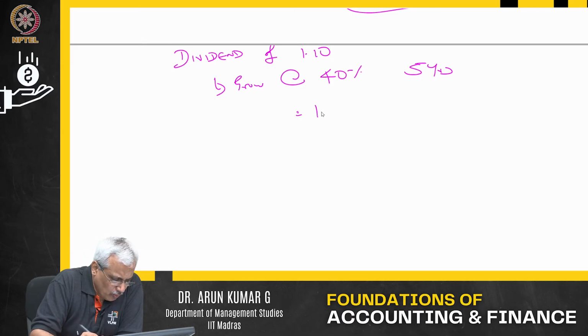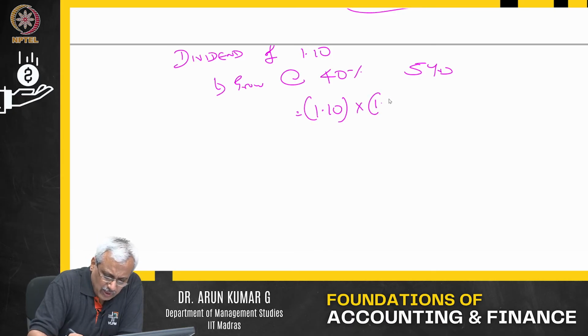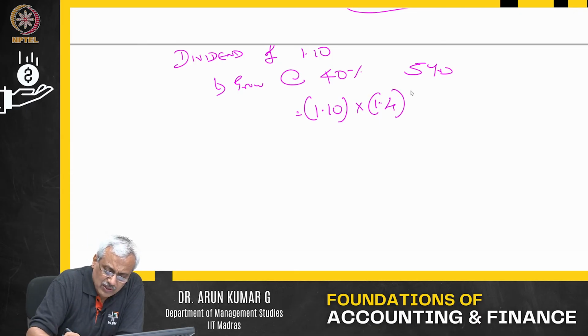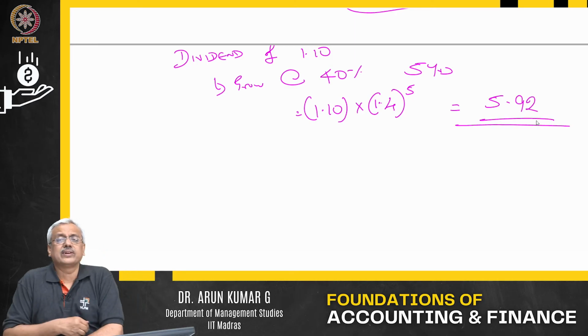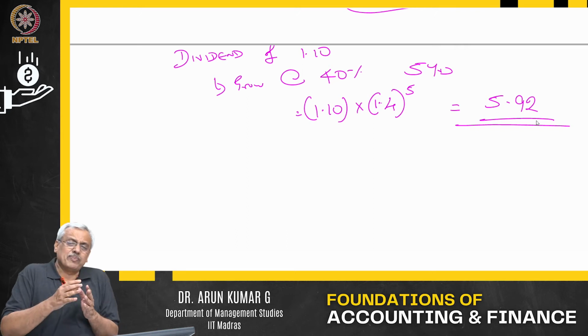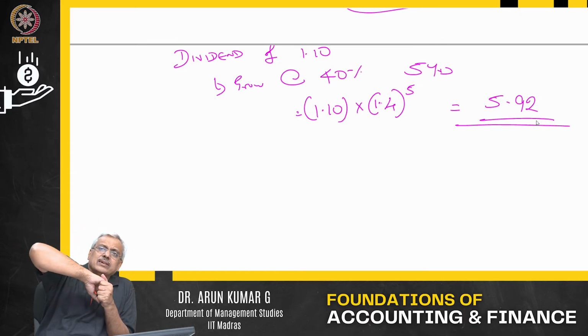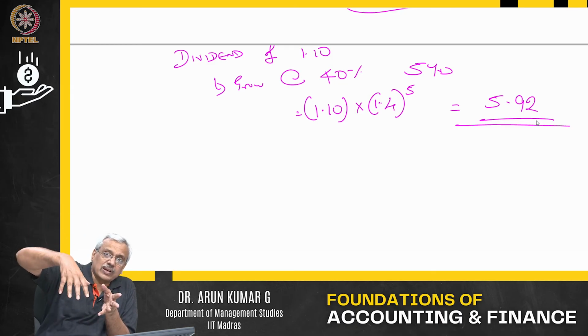It will be 1.10 is what I am going to get. This is going to grow at 1.4, that is (1 plus r) to the power of 5, and that is going to give me about 5.92 as the amount of dividend that I am going to have in 5 years. So, what happened? Future value, compounding. We looked at future value, single period. Future value, compounding. I am not discounting here, I am only compounding.